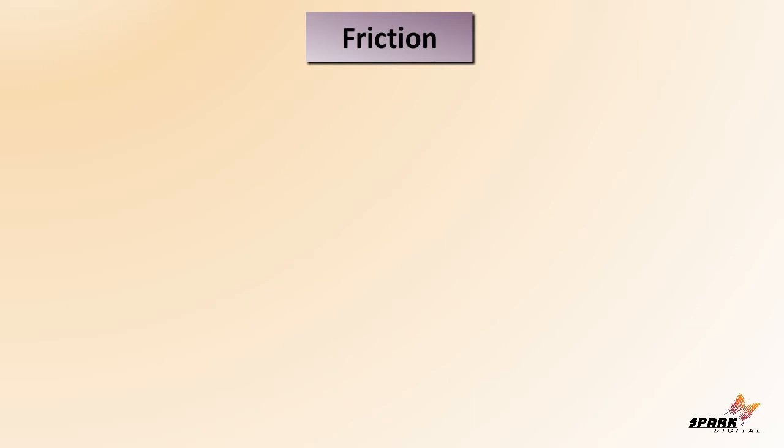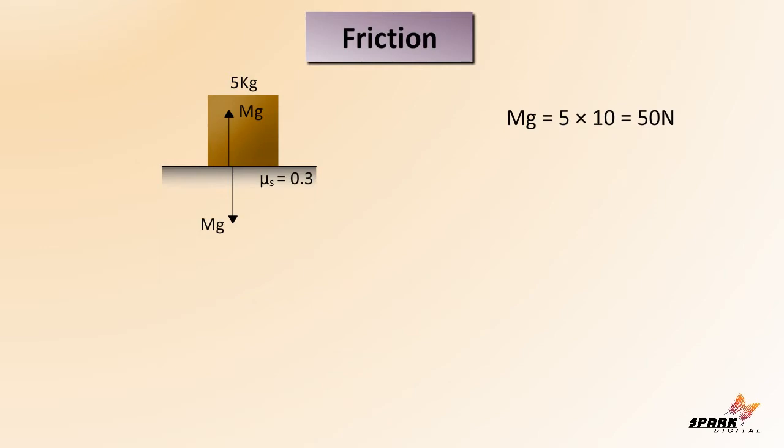Let us understand it with the help of a practical illustration. Let us place a block of mass 5 kg, and the coefficient of static friction between the surfaces is 0.3. Normal reaction is mg. Here it is 5 into 10, that is 50 Newton. Limiting friction is equal to μs into N. It is equal to 0.3 into 50, that is 15 Newton.